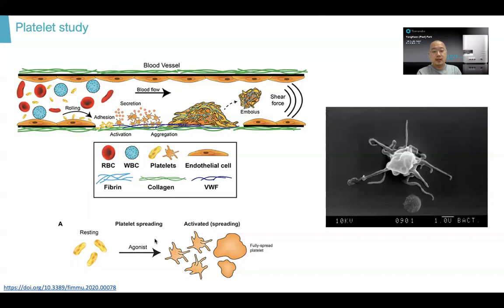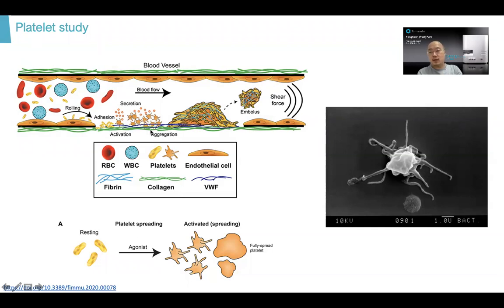So before the activation induced by agonist or physical stress, the size and shape of the platelet looks like the red blood cell, very small, in terms of 1 to 2 micrometers in diameter, and they are circulating inside the blood vessel.